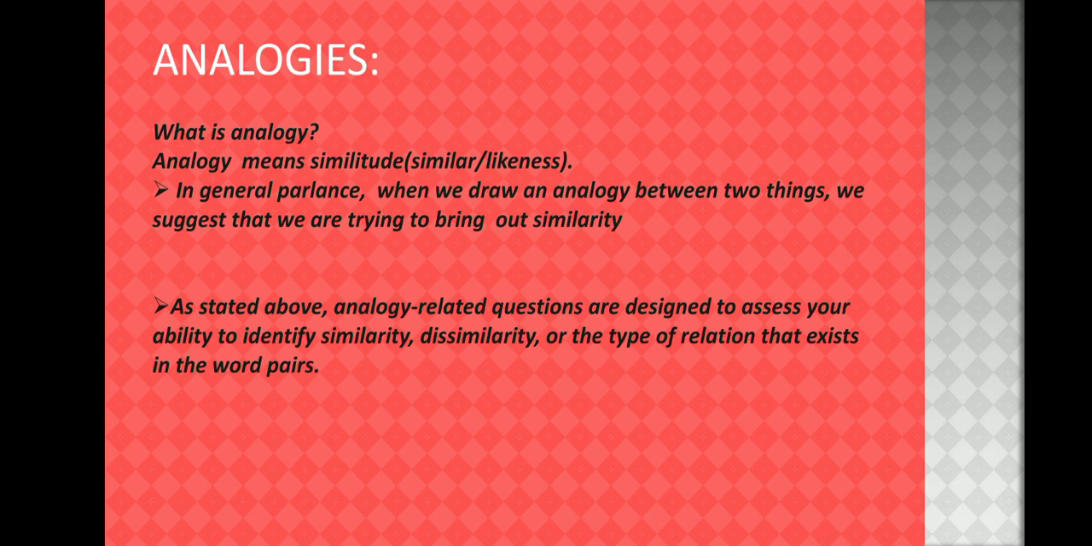Here what happens, the similarity or dissimilarity or the type of relation that exists in the word pairs. Usually here we will be given two word pairs in examination. Yes, you will get three words out of two word pairs, and one is the dash, or you need to identify that. So on the basis of one pair, you have to find out the relationship between those two words. On that basis you have to pick the correct option here.